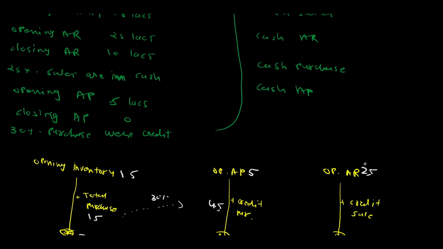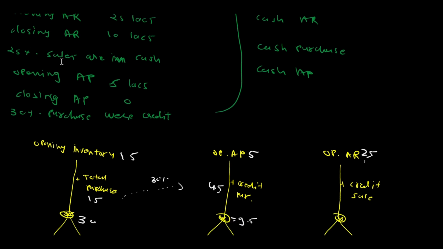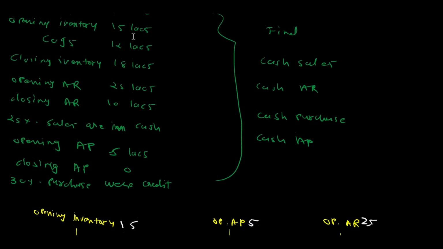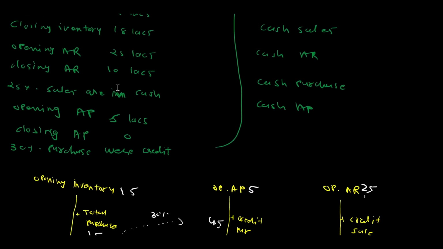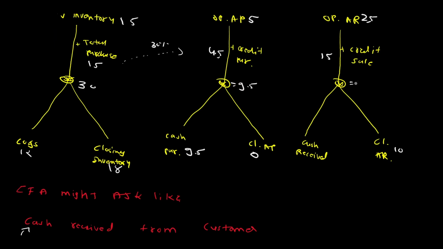Credit sales. 25% of sales are in cash, and total sale is 20. So if 20 is total and 25% is cash, then 75% is credit. 75% of 20 lakhs is 15 lakhs, my credit sales, and this should be 40, and this should be 30 cash received.